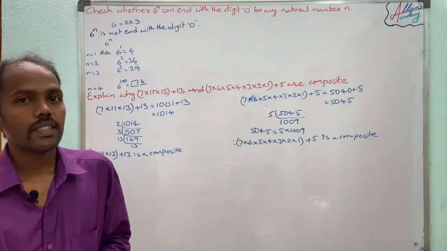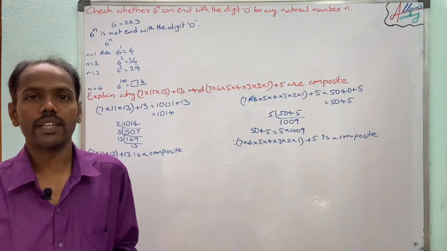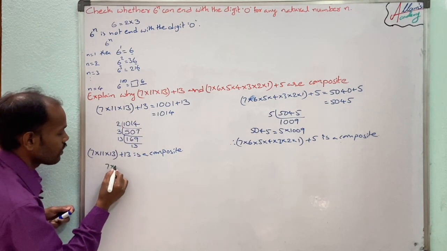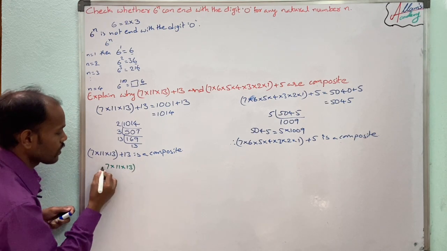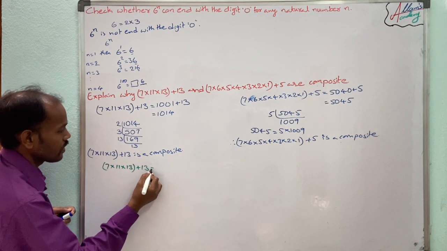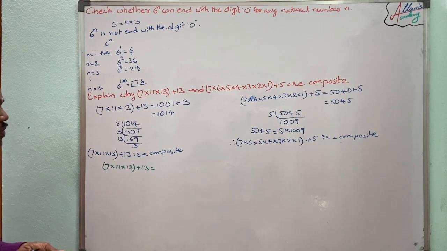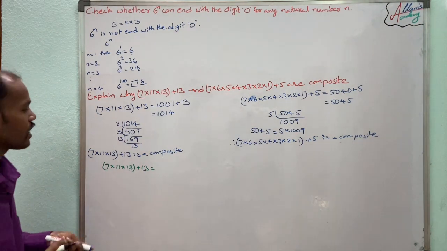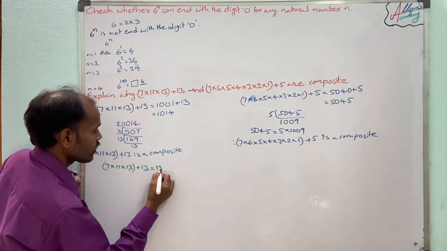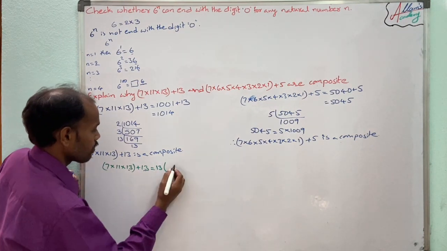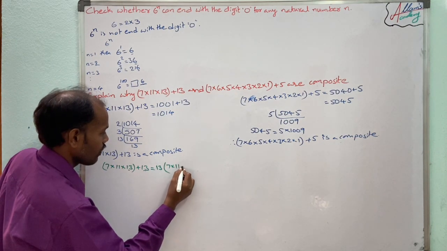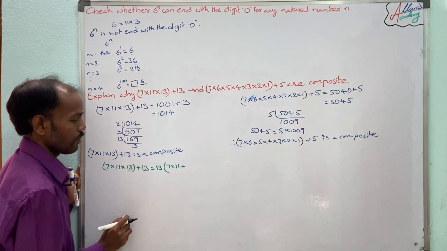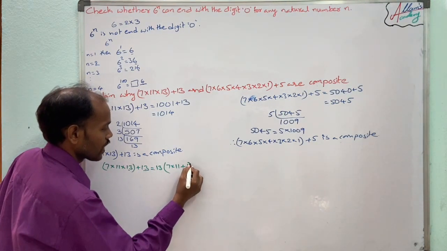Okay. Now we see this problem in another method. Here, if we observe, 7 into 11 into 13 plus 13. In these two numbers, 13 is the common number, so 13 will be taken as common. In the first one, the remainder is 7 and 11. In the second one, 13 has already come outside, so here we take 1.